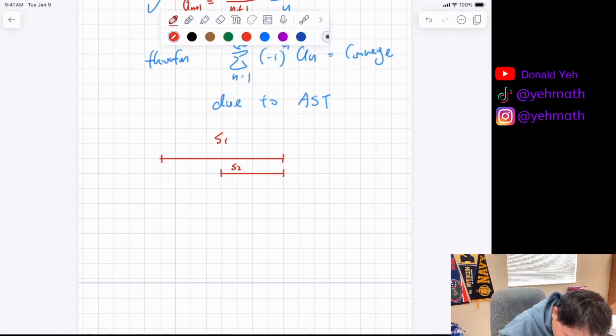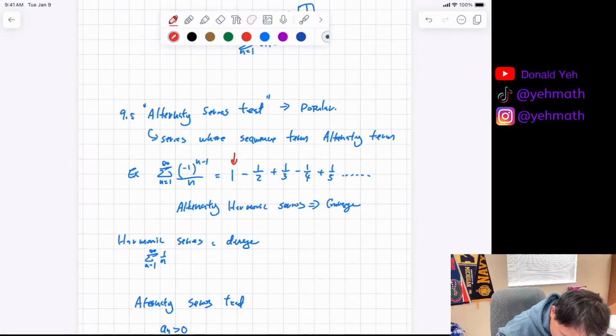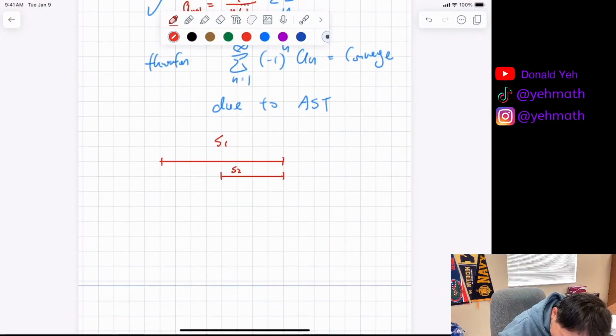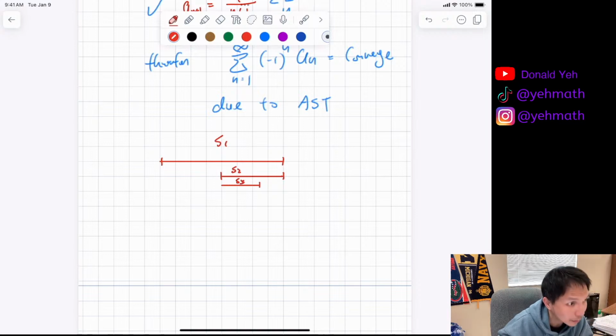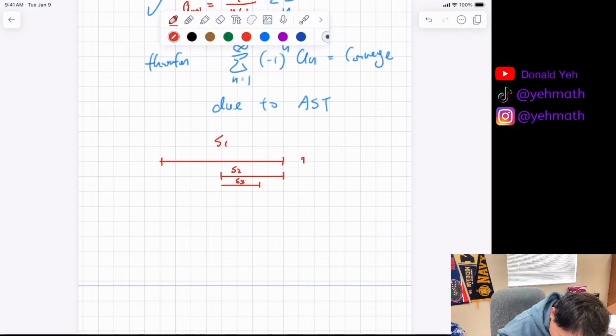Then what is the third term? It's going to be plus 1/3, so 1/3 is roughly the bit here. That's S3. This is 1, this is 1 minus 1/2, and this is 1 minus 1/2 plus 1/3. You went left and then you went right. Now it's going to be 1 minus 1/2 plus 1/3 minus 1/4. It's going to go back 1/4.